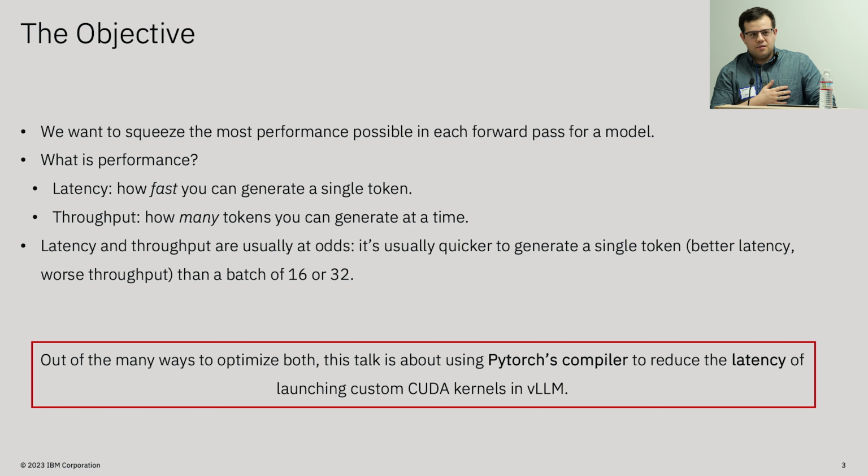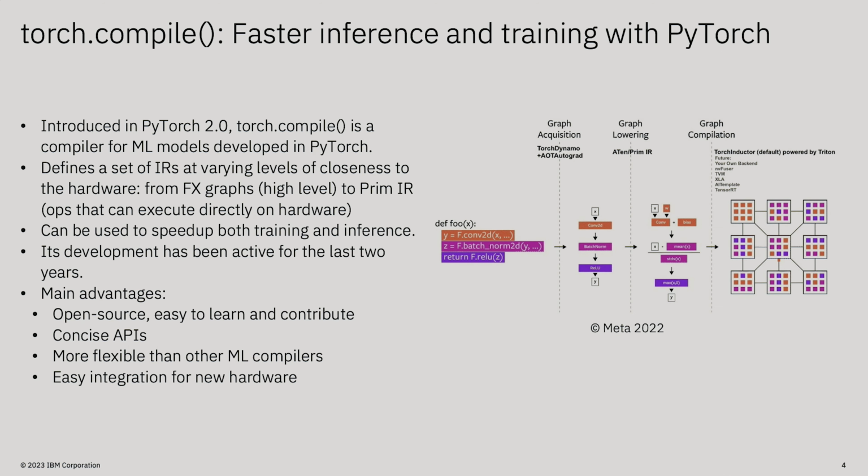Of course, there's a myriad of ways of optimizing models, and today I'm just going to be talking about one, which is the PyTorch compiler being used to reduce the latency of vLLM custom CUDA kernels. So what is torch.compile or a torch compiler? I think it was about 2 years ago, and if someone is here from Meta, please correct me if I'm wrong. But it was introduced in PyTorch 2.0, the first stable version. Torch.compile is basically a compiler for machine learning models.